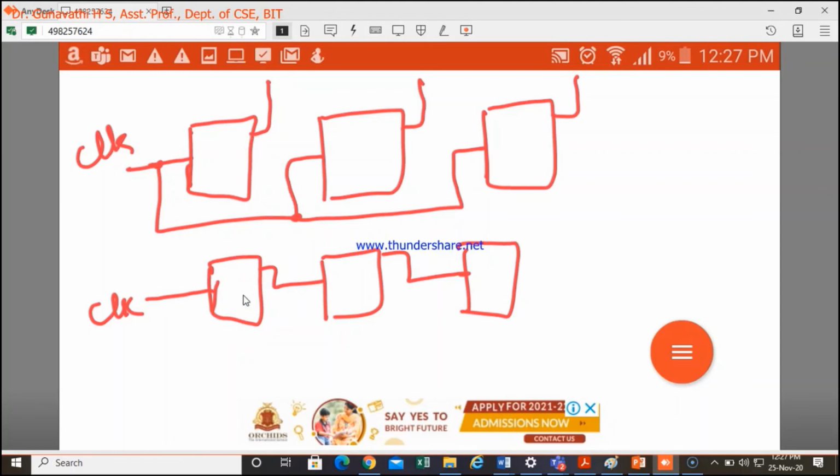So sequential and combinational, I already told you the difference. Sequential: the output depends on the present input and the previous output. Combinational: the output depends only on the present input. So you can write down the examples. Sequential: counters, registers, flip-flops, all these are sequential. Combinational: adders, code converters, multiplexers, all those are combinational logic circuits.